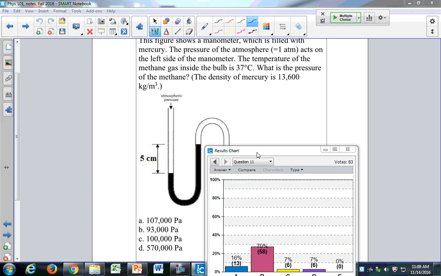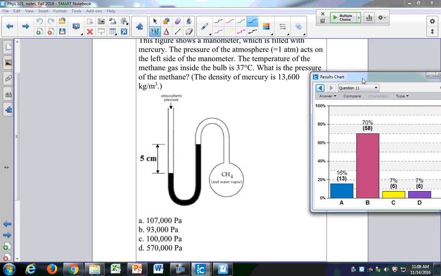When you face one of these problems, and you will, what I want you to do is, first of all, just think about the pressures and how they're different. I know that the pressure on this side, because it's pushing this level down, is the higher of the two pressures. So the atmospheric pressure is bigger than the pressure of the methane. And remember, atmospheric pressure is 100,000 newtons per square meter, 100,000 pascals.